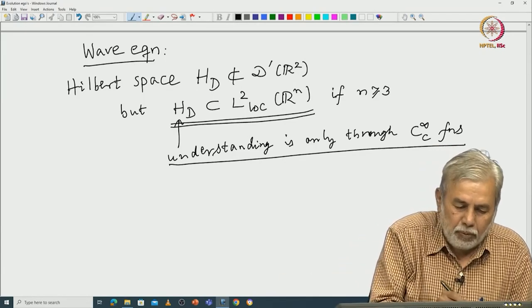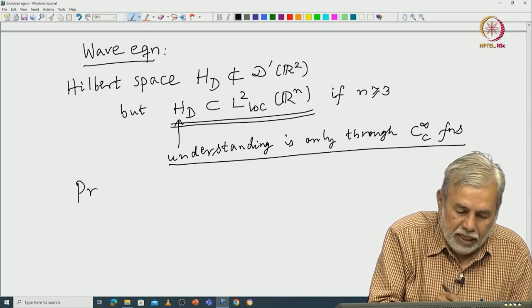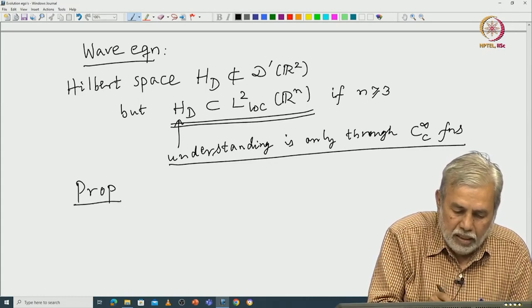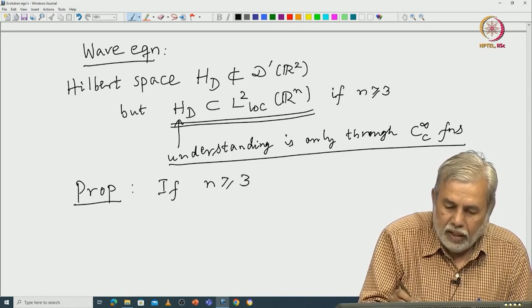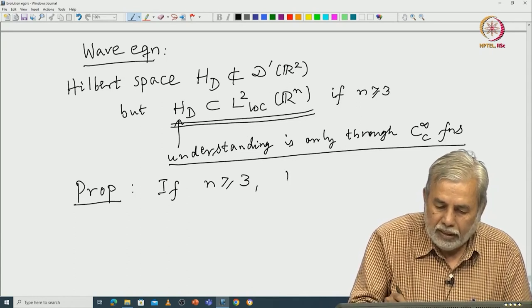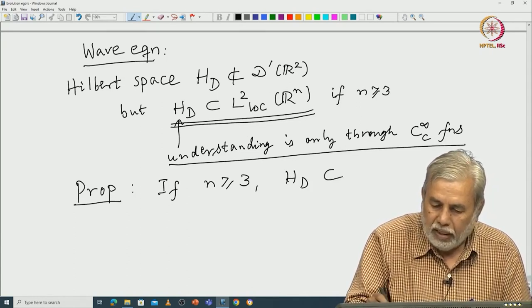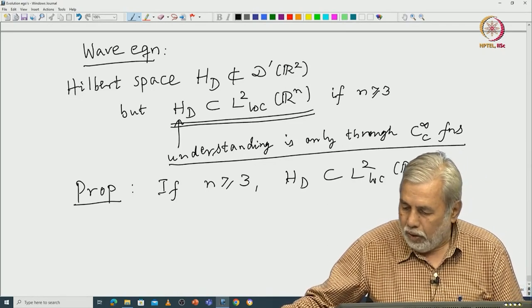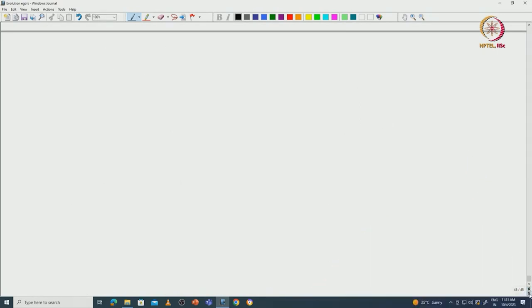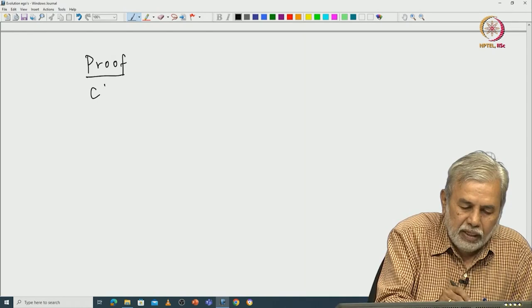So, here is the proposition. Let me just state that. If n is bigger than or equal to 3, H D is L 2 log. Okay, so here is the proof. It is more like deriving a Poincare kind of inequality. So start with the claim.